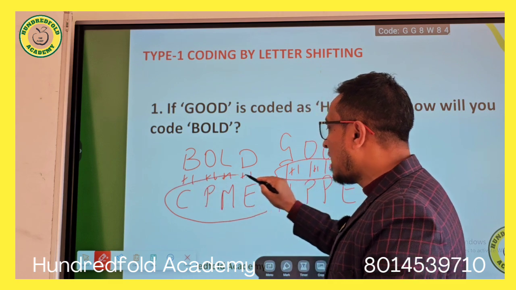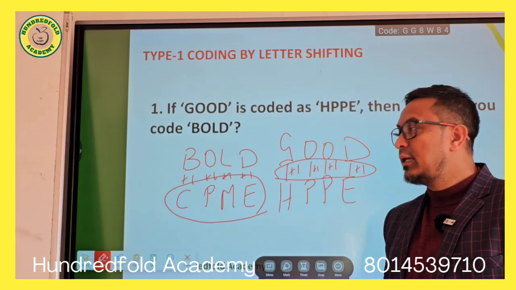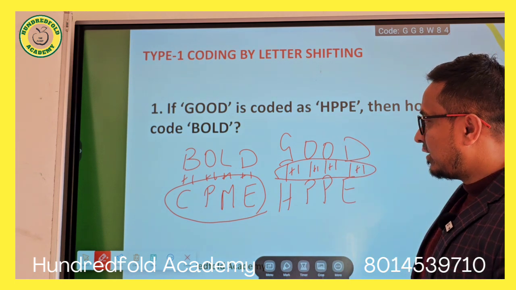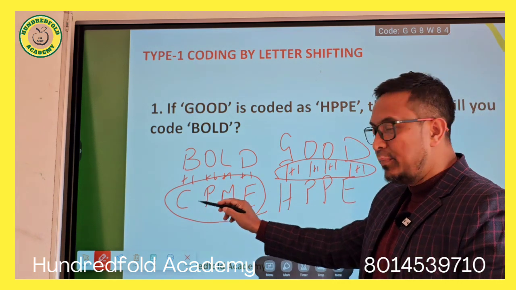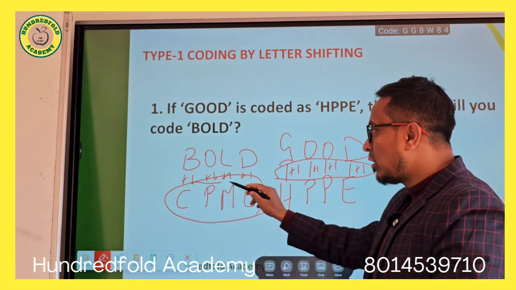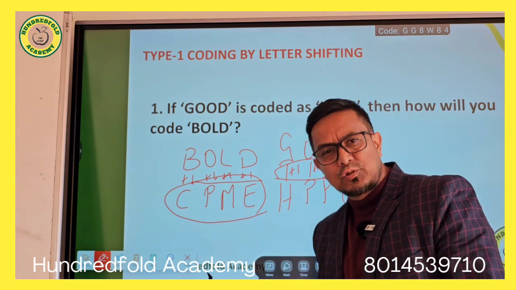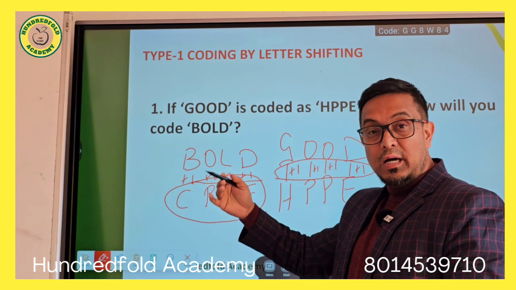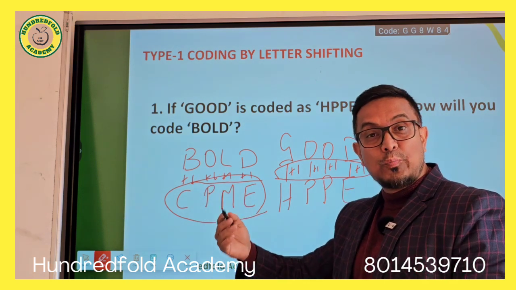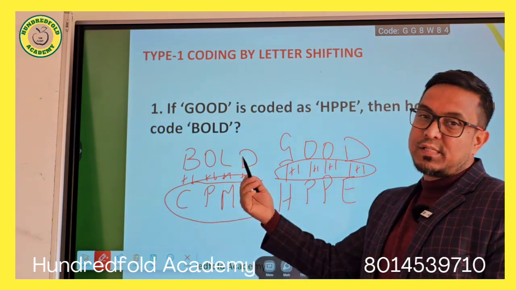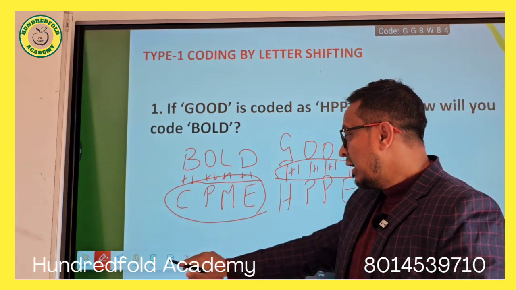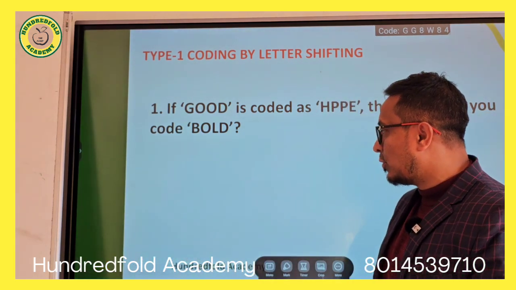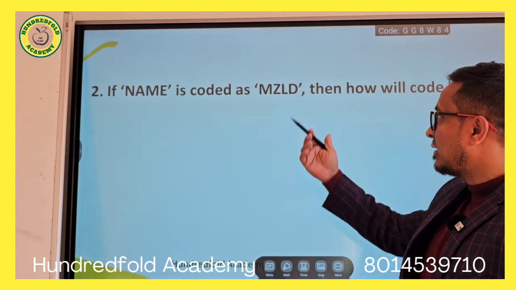So your right answer is C-P-M-E. So that's how we do shifting letters, and sometimes it can be plus. Here we've got +1, +1. It depends. It can be +2, +2, +3, +3. Sometimes it can be in increasing order, +2, +3, +4, and sometimes it can be in negative as well. So I'm going to just show you some more sums to give you a better understanding.